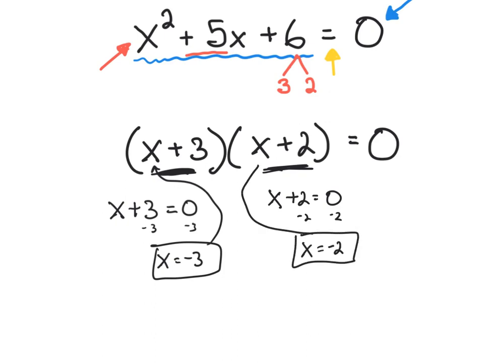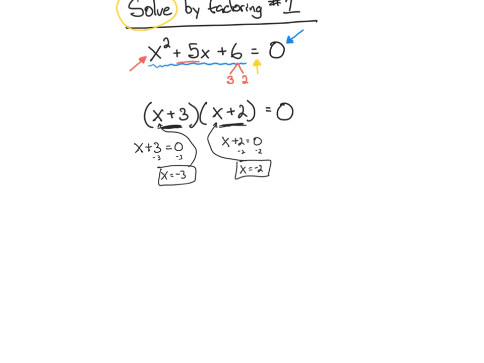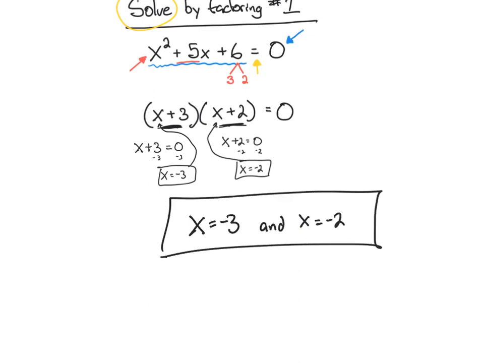If you plug a negative 2 in there, that one goes to 0. And they're both right, actually. So we would say we have two answers: x equals negative 3 and x equals negative 2. You get both of the answers, and they're both correct. That is called solving by factoring.